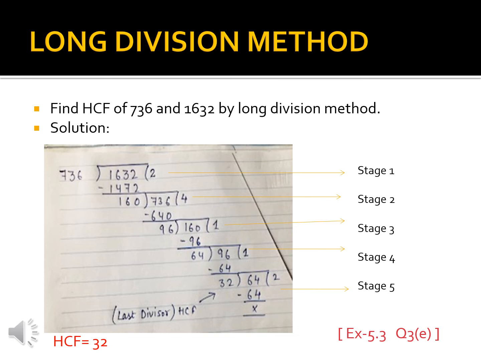So 160 is the previous remainder, the first remainder. It becomes the divisor. We make a new division sign at the right hand side of 160 only. And in the place of dividend, we write the previous divisor, right? And the previous divisor was 736. So I got the new dividend as 736.